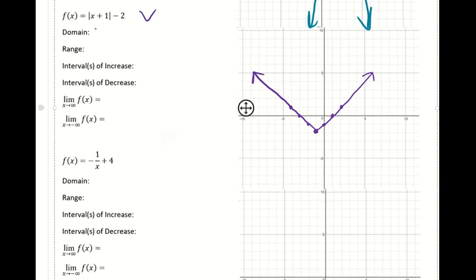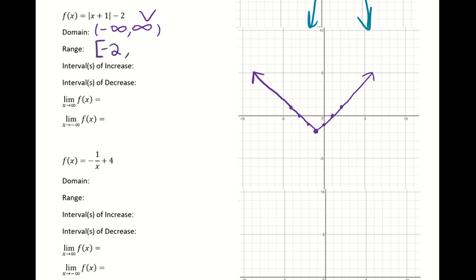And so our domain, again, this is going to be negative infinity to infinity because nothing we can substitute in is going to cause an issue that would make it be undefined. So our range, we have a minimum value of negative 2. So we include negative 2 because we have that point negative 1, negative 2, and we go to infinity. Intervals of increase, it's increasing on this interval. Remember, we're talking in terms of x, so from negative 1 to infinity, decreasing from negative infinity to negative 1.